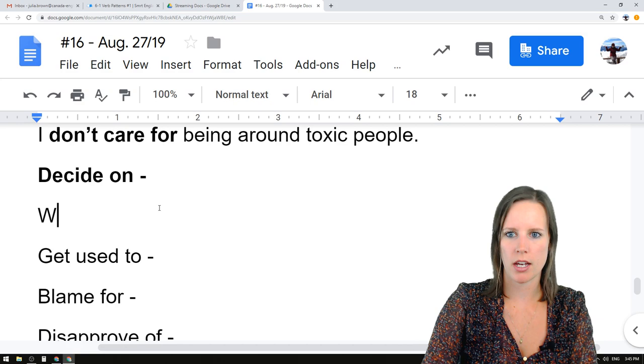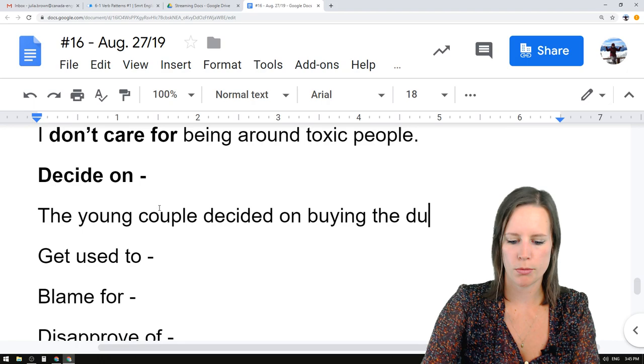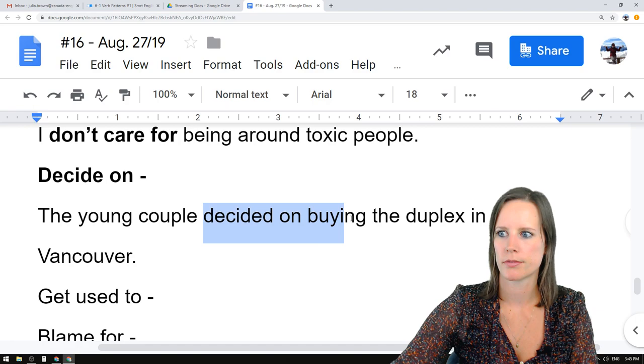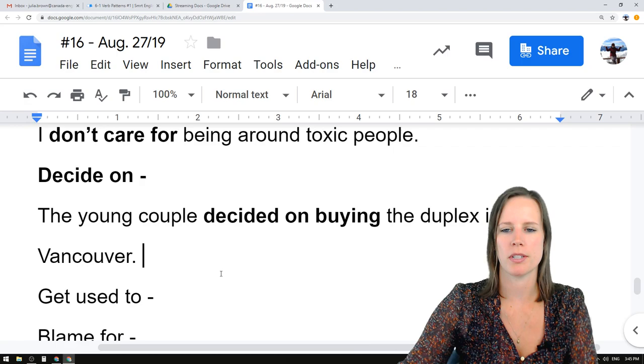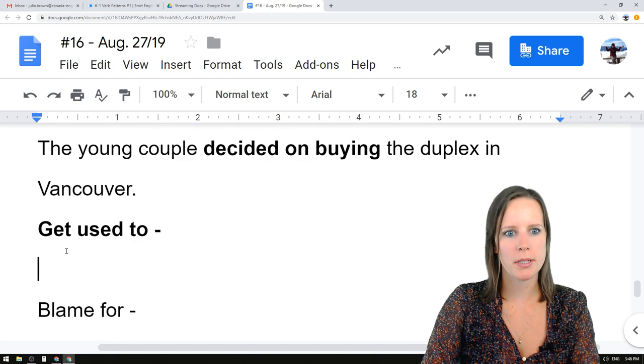The young couple decided on buying the duplex in Vancouver, for example. A duplex is a house with two parts to it. It's a great investment because you can live in one half and you can rent the other half. Okay, get used to. I'll give you an example. It is hard to decide on learning a new language.